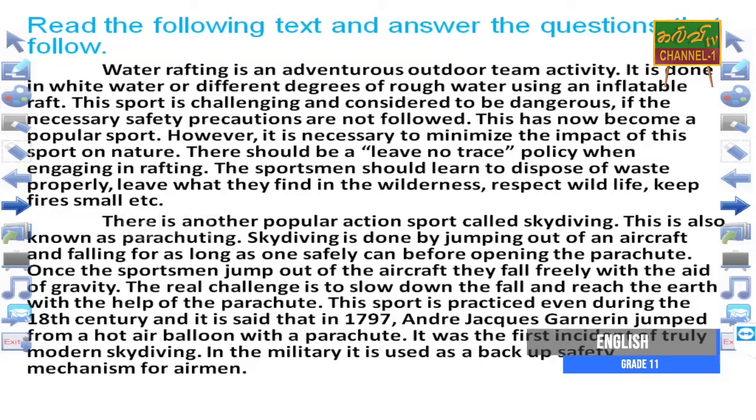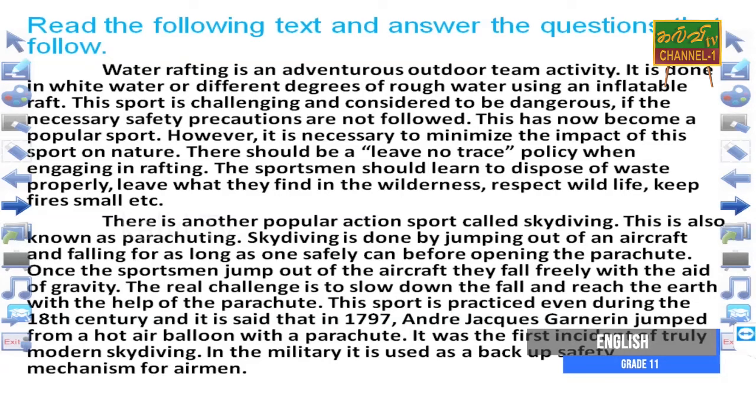Water rafting is an adventurous outdoor team activity. It is done in white water or different degrees of rough water using an inflatable raft. This sport is challenging and considered to be dangerous if the necessary safety precautions are not followed. This has now become a popular sport. However, it is necessary to minimize the impact of this sport on nature. There should be a leave no trace policy when engaging in rafting. The sportsman should learn to dispose of waste properly, leave what they find in the wilderness, respect wildlife, keep fire small, etc.